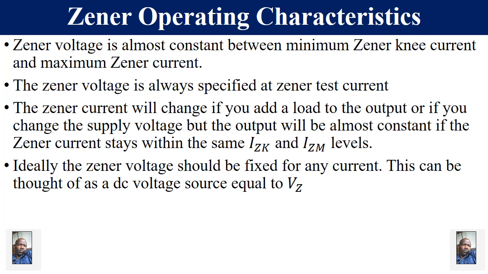Then the Zener voltage, we know, is always specified at a constant IZT. Then the Zener current will change if you add a load to the output, obviously, because the load will resist the flow of current, or if you change the supply voltage, but the output will be almost constant. Why? Because it is the Zener that absorbs the increase in supply voltage or the change in the load. So we say it must be within the Zener test current, Zener current and maximum Zener current. Then the Zener voltage should be fixed for any current.